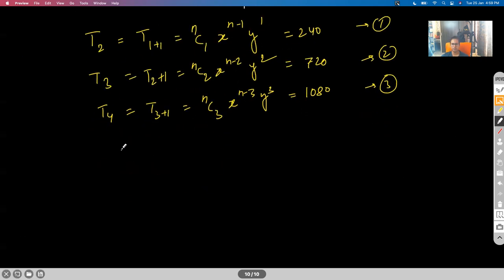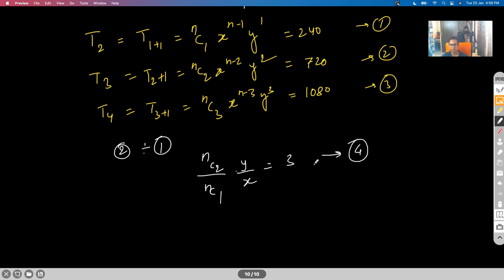Let us divide 2 by 1. So when you divide 2 by 1, you get nC2 by nC1 into y by x, which is going to be 3. Let's call it 4. And you divide 3 by 2. So that will give you nC3 by nC2 into y by x, which is nothing but now 1080 by 720 will be 3 divided by 2. Let's call it 5.